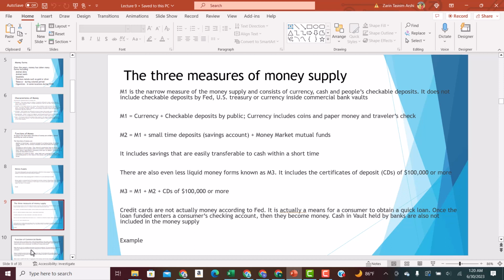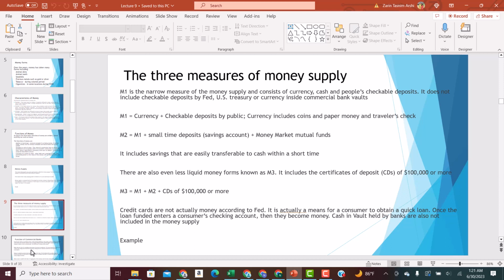Okay, so if the value of a CD is 100,000 or less, then it is part of M2. CD is basically a certificate of deposit, and basically that's a deposit that stays in the bank account for a period of time such as 6 months or a year, and you cannot spend money from that account, but you earn or accrue interest on that account.